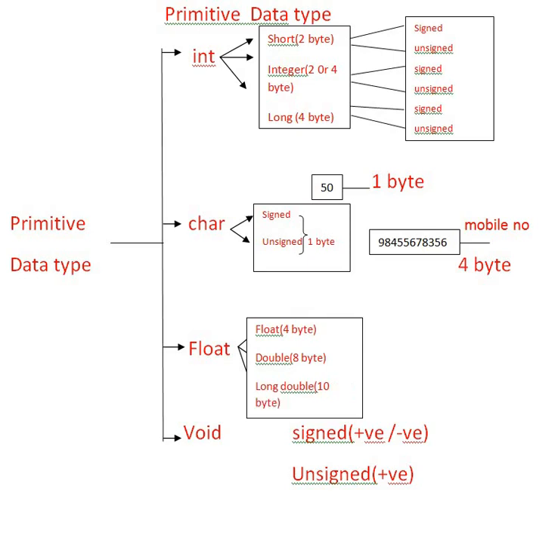So once again, in primitive data types, first is the integer data type. In that we have short, integer, long. Short 2 bytes, integer 2 or 4 bytes, long 4 bytes. Second, the char data type, with two types, signed and unsigned. Signed is 1 byte and unsigned is also 1 byte. After that, third is the float data type. In that first is float 4 bytes, second is double 8 bytes, and third is long double 10 bytes.